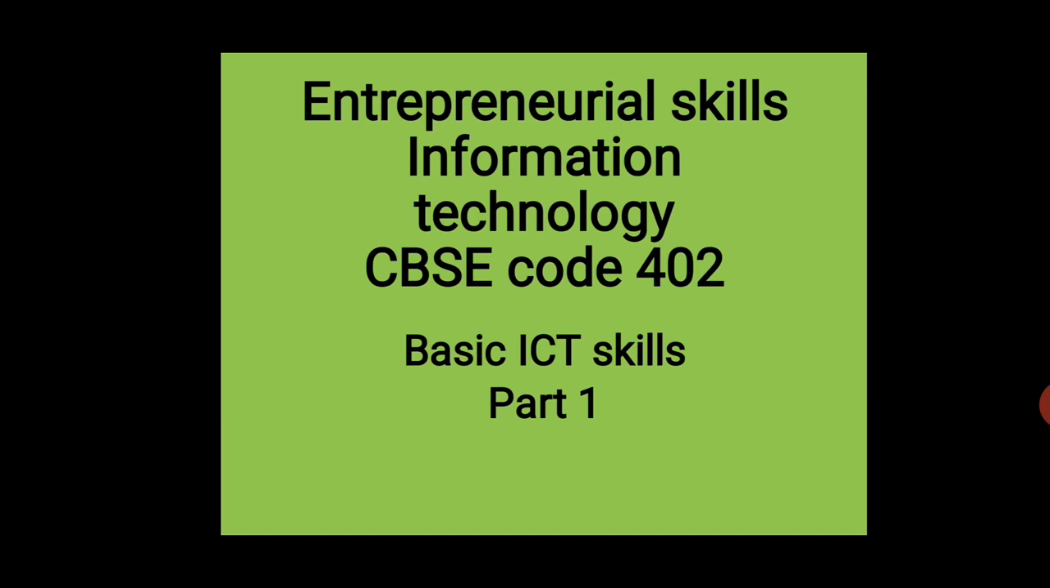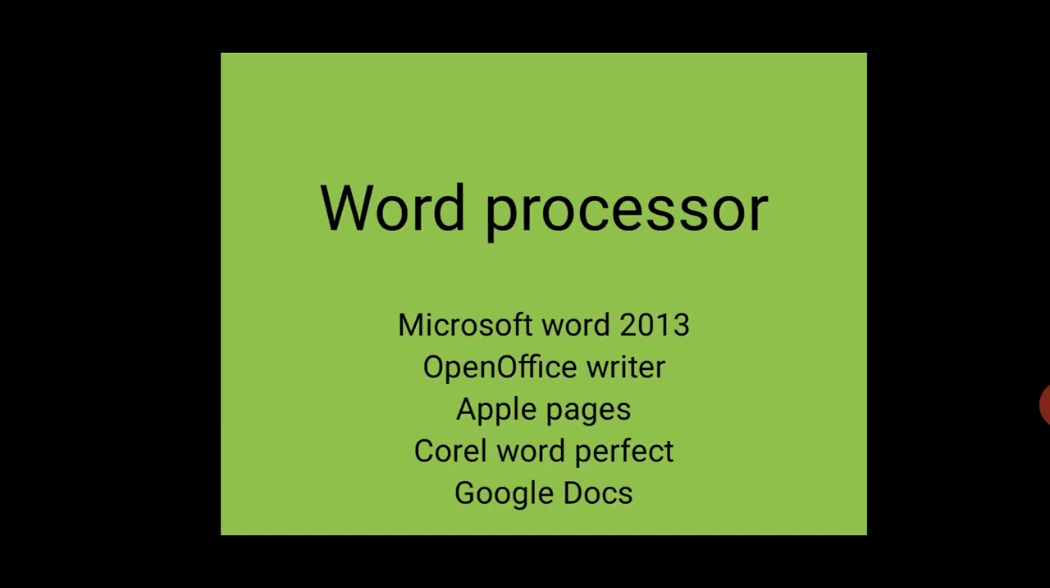Our subject is Information Technology, code is 402, and today's topic is basic ICT skills. In basic ICT skills, we will first discuss the word processor. What is the use of a word processor? A word processor is used for editing in your documentation.